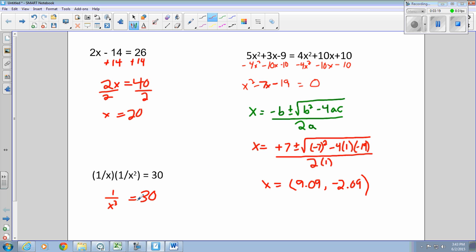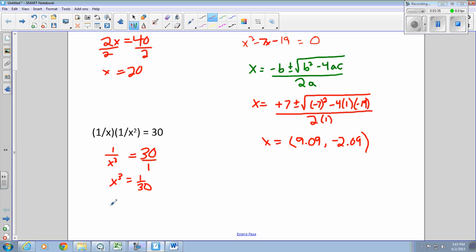You can cross multiply this over, or you can just say, oh, the reciprocal of this is equal to the reciprocal of the right side. So you're left with, either way you do it, x cubed is equal to 1 over 30. Now you just take the cube root of both sides, and you are left with the cube root of 1 over 30.